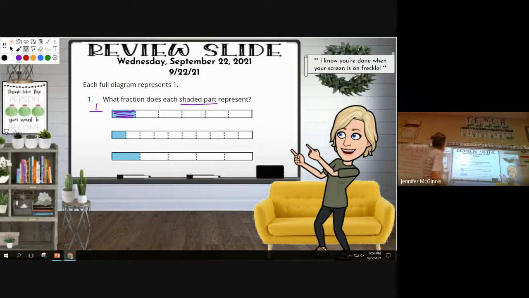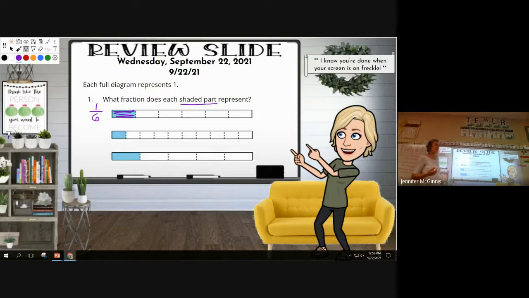Yeah. Good. And the bottom part, Aubrey, 6. Why 6? Because there is 6 of them. The 6 is the entire amount, the total amount of equal parts in a fraction. That's right.